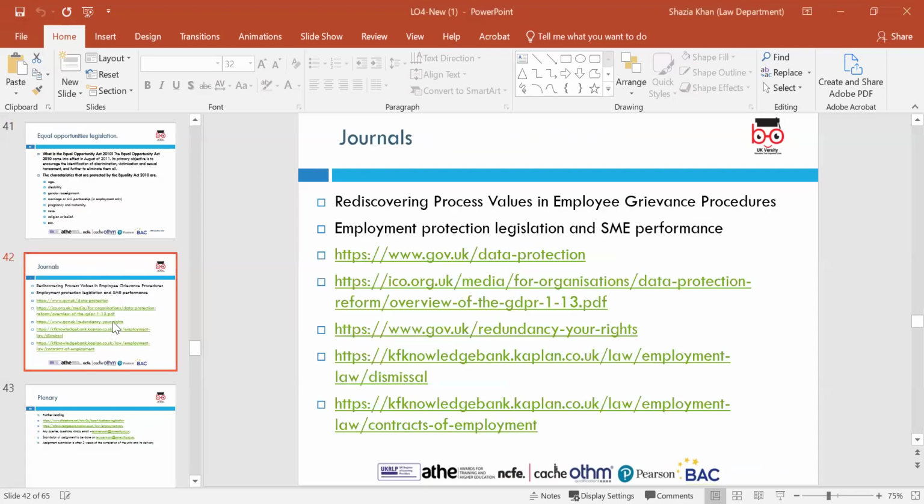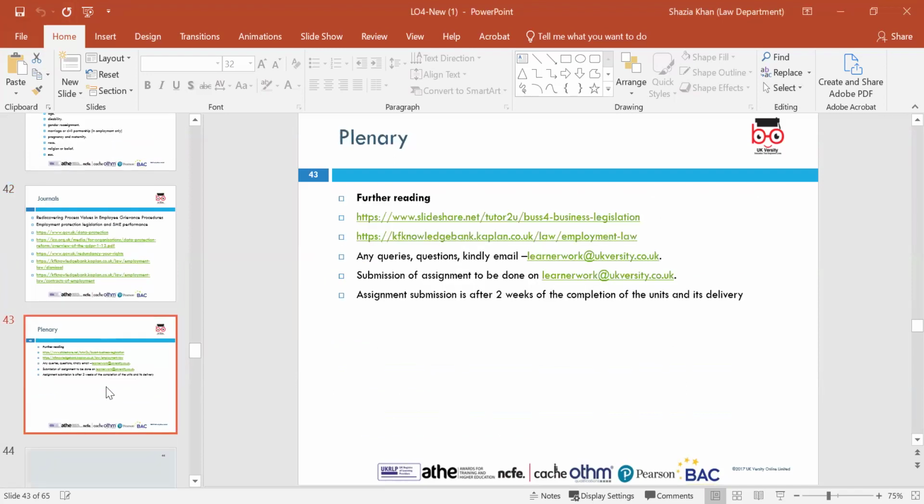So these are some of the resources we've used for the elements that we've gone through. Things like equal opportunities, health and safety laws, and elements of data protection and intellectual property. So these are the resources we've used for them. And further reading is also on Moodle that you could refer to.